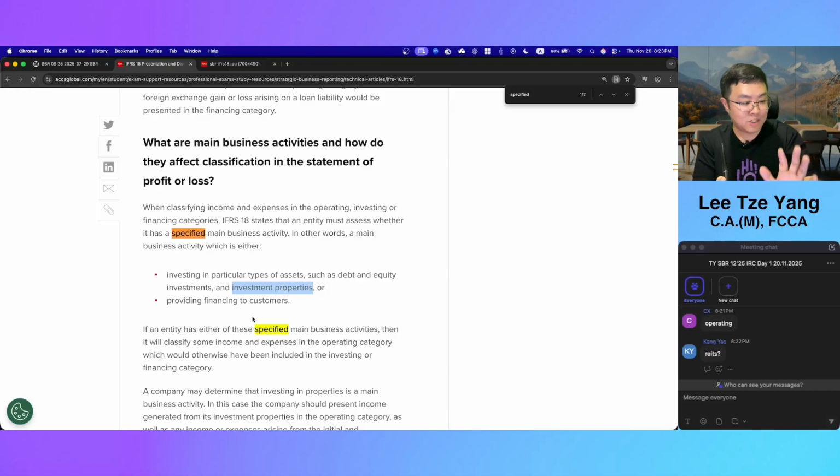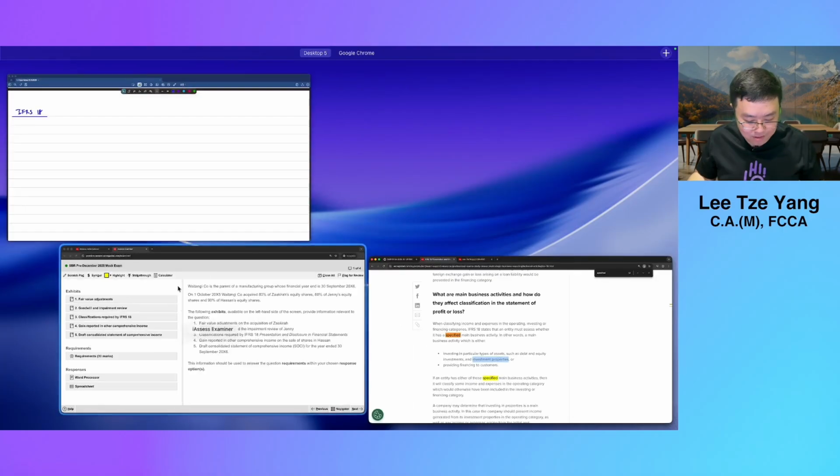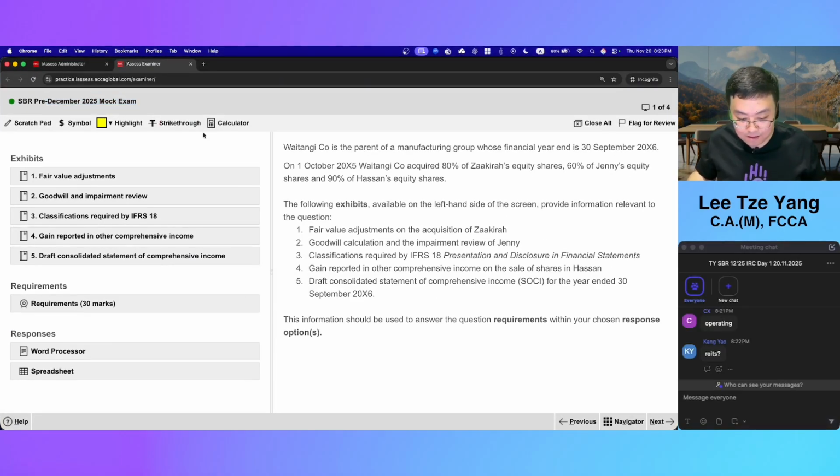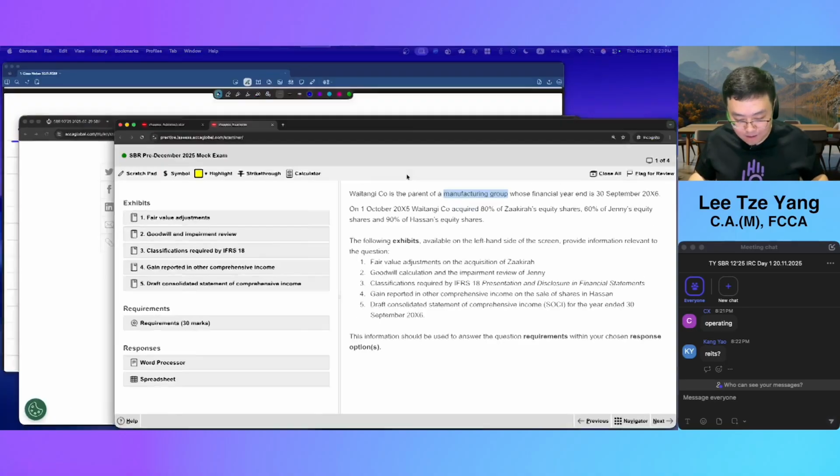So the first thing we check is actually this. In every SBR question you see, like example question 1, they tell you manufacturing group. So you know this doesn't apply already. The question will always tell you this. That's the first thing you check.